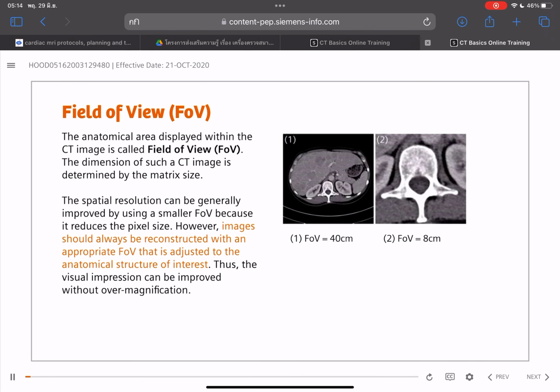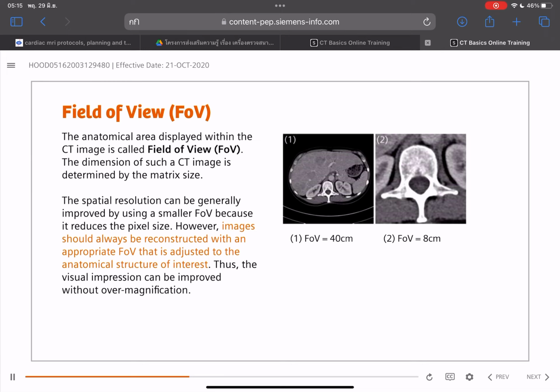The anatomical area displayed within the CT image is called field of view. The dimension of such a CT image is determined by the matrix size. The spatial resolution can be generally improved by using a smaller field of view because it reduces the pixel size. However, images should always be reconstructed with an appropriate field of view that is adjusted to the anatomical structure of interest. Thus, the visual impression can be improved without overmagnification.